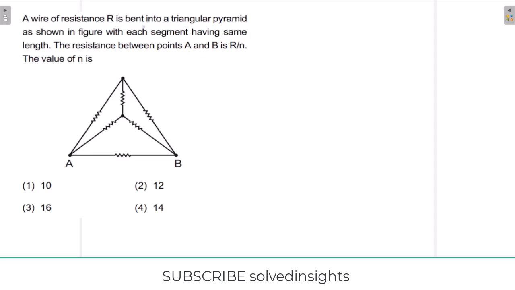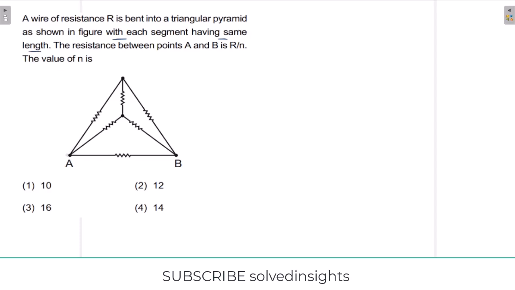A wire of resistance R is bent into a triangular pyramid as shown in the figure, with each segment having the same length. The resistance between points A and B is R by N, and we have to find the value of N. So the equivalent resistance between A and B is R by N.